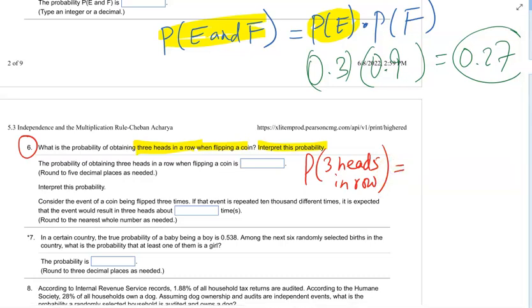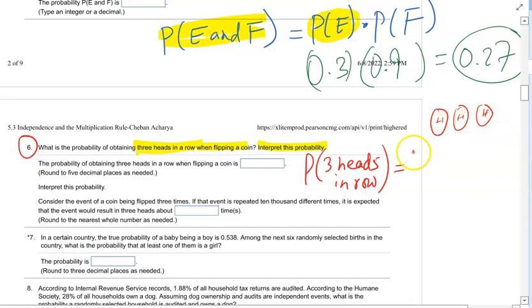To get all 3 heads in a row, the first must be a head, and the second must be a head, and the third must be a head, because you want 3 heads in a row. In other words, you have first head and second head and third head.